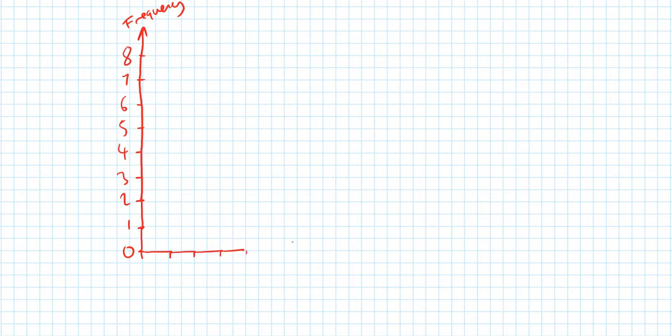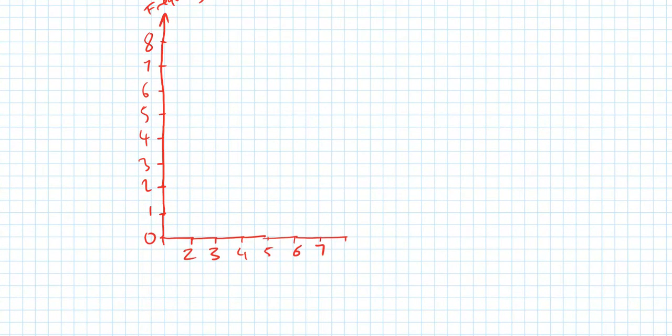So we are going to draw this out. For example, let's start from 2 in this case. 2, 3, 4, 5, 6, and so on. 7, and the last value we had was an 8. Okay, so this is going to be the scores.